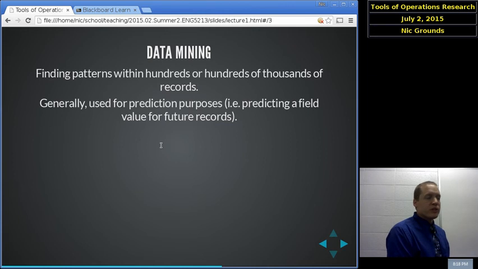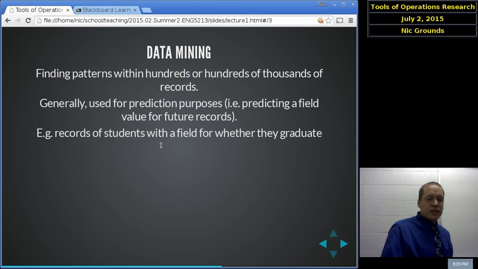So generally, we're going to use data mining for prediction purposes. Usually, what we want to do is find a pattern that helps us predict future records. So for example, with students, we might want to take past student data and use that to predict our current students, whether or not they will graduate, or maybe whether or not they pass a class, or maybe whether or not they're going to have a certain GPA minimum or something. Okay, so a predictive purpose.